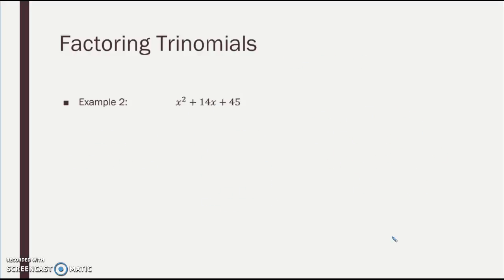So here's another example. I've got x squared plus 14x plus 45. I want to add to the b term, multiply to the c term. So make my table. I want to add to 14, multiply to 45. I'm going to start with my factors of 45. So I've got 1 and 45. I've got 5 and 9. I've got 15 and 3.